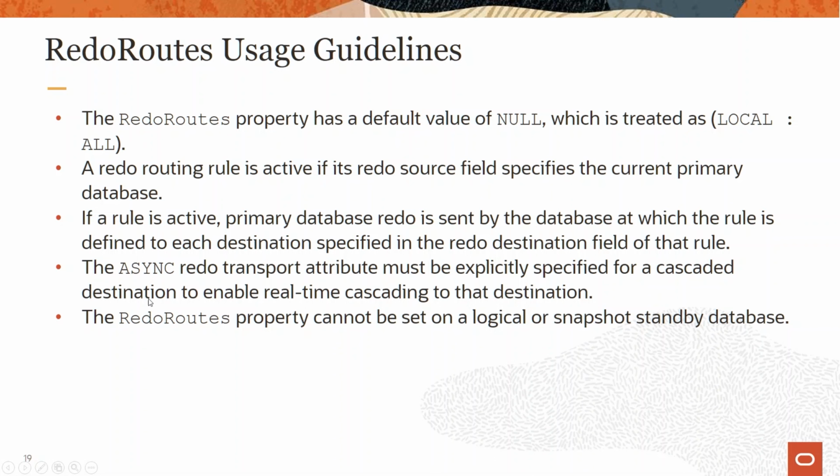So you only configure this for the primary and physical standby database. But logical standby database and snapshot standby database can be receiver in the rule. Okay, but you cannot set redo route property for sender, making a logical standby database as a sender or snapshot standby database as a sender.